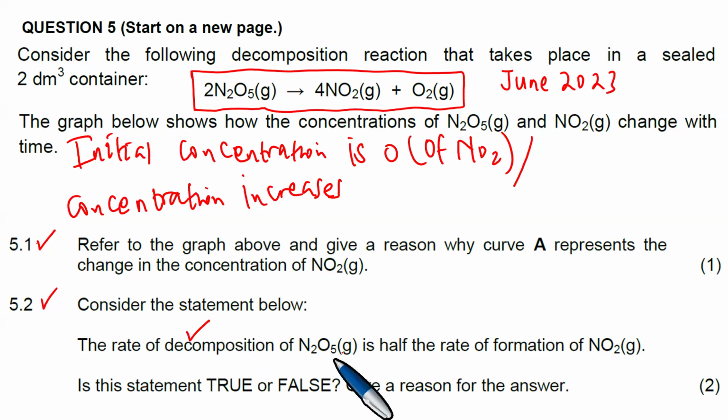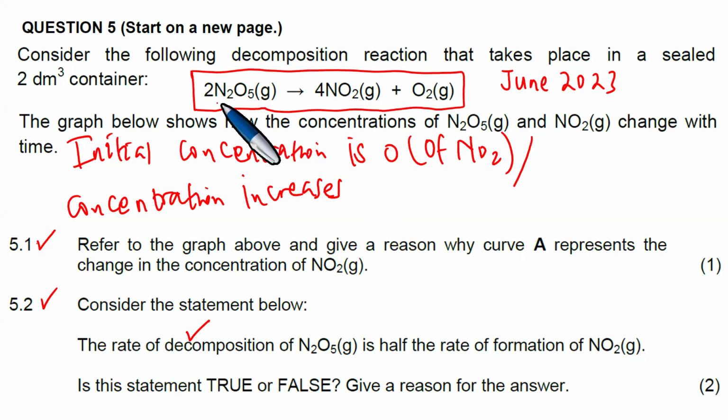The rate of decomposition of N2O5 is half the rate of formation. We can see this by looking at the balanced chemical equation. Is it balanced? Let's check. 2 times 2 is 4. We have 4 nitrogen atoms on the left, and 4 nitrogen atoms on the right.